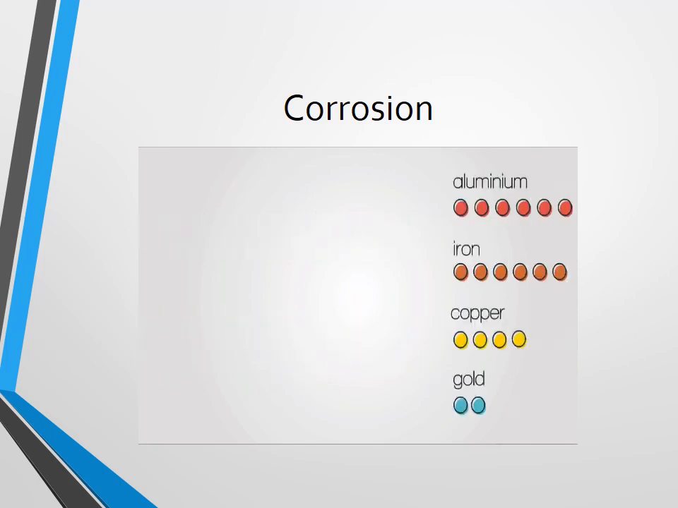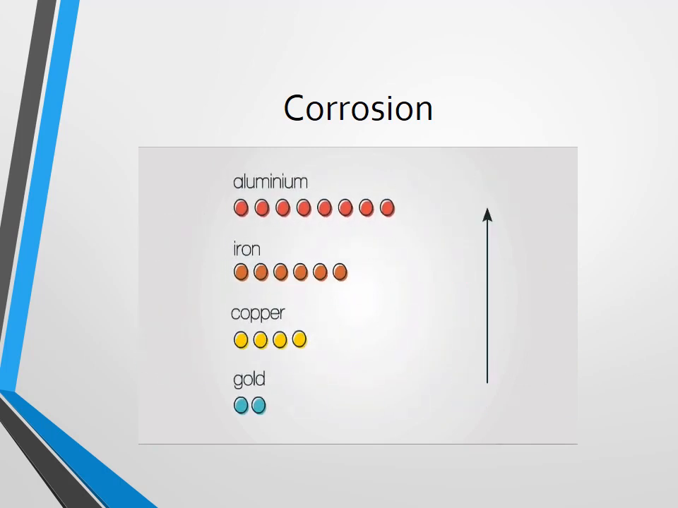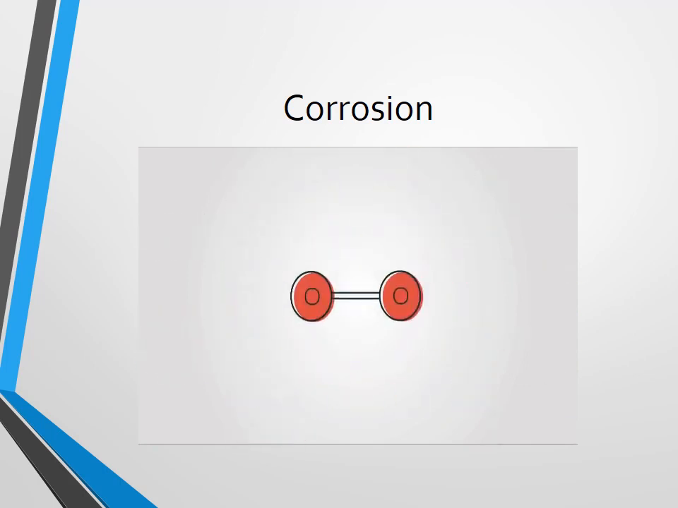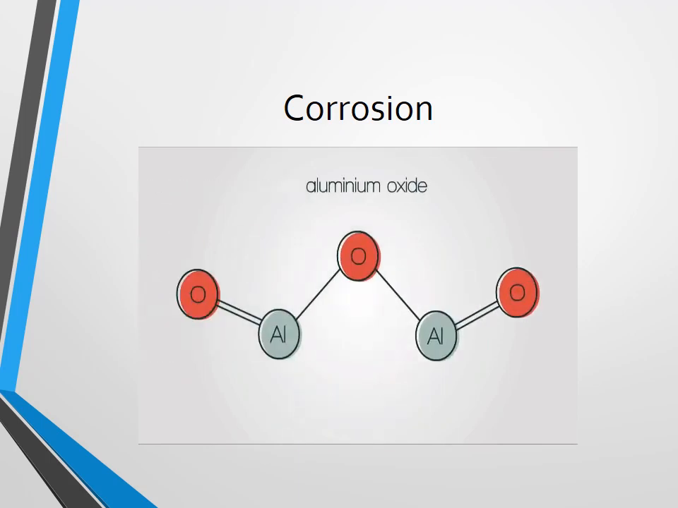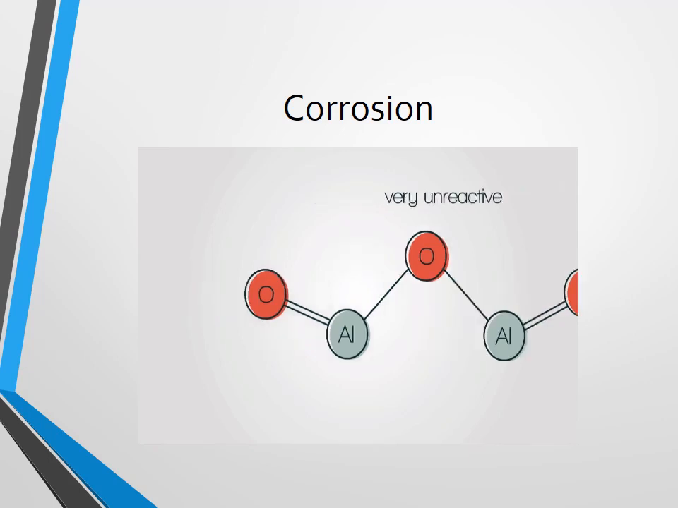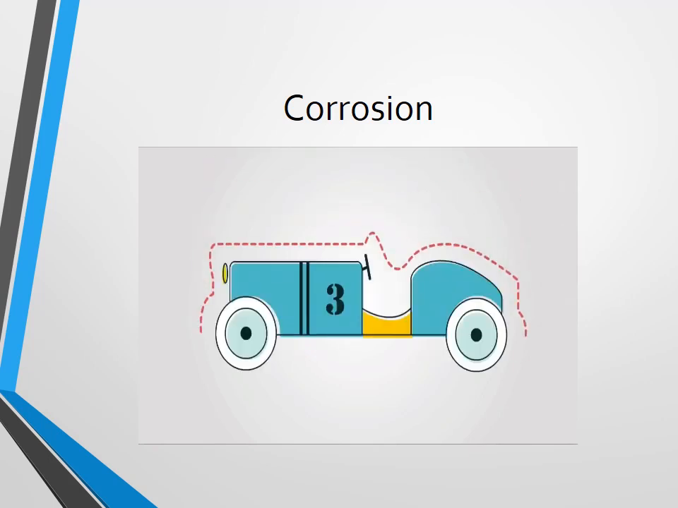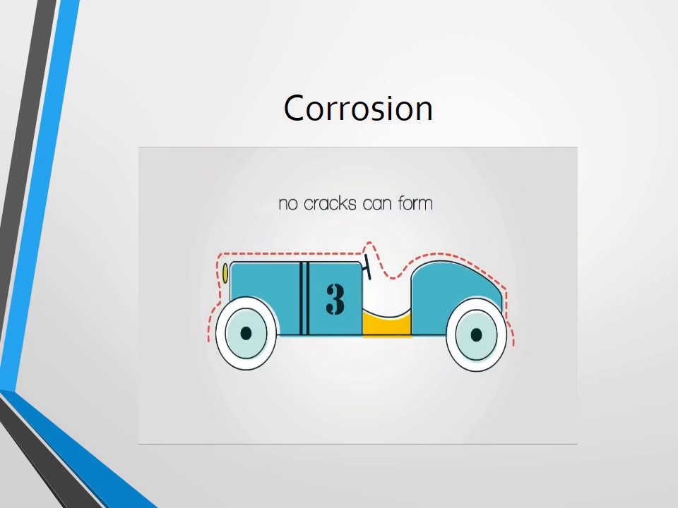The truth is, the aluminium is more reactive than the iron, so it reacts fastest with the oxygen from the air, forming aluminium oxide. Aluminium oxide is very unreactive because once the oxide layer is formed on the surface, it binds very tightly to the surface of the metal, so no cracks can form and cause further corrosion.